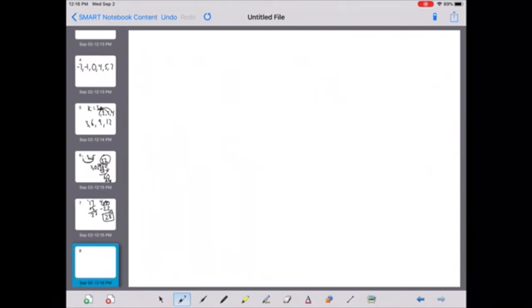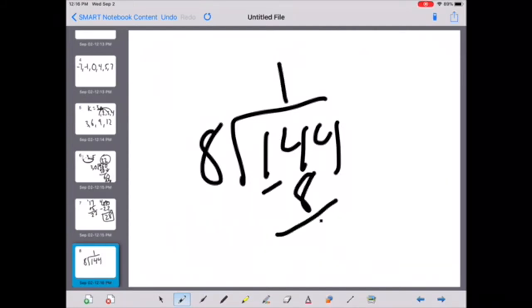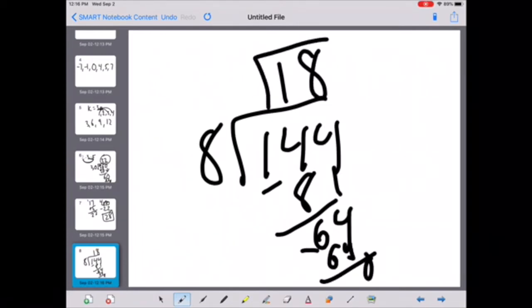Number 15, I'm missing the divisor on the bottom, so it stays a division problem. 144 is going to be divided by that 8. 8 goes into 14 once, multiply 8, subtract 6, bring down 4, 8 into 64, 8 times. That's 64, which gives me a 0.